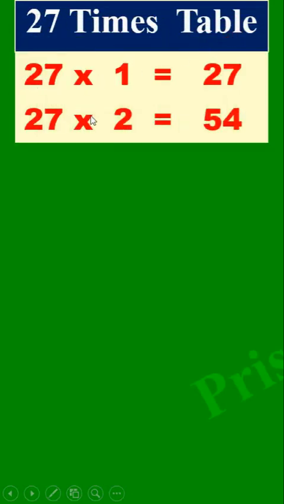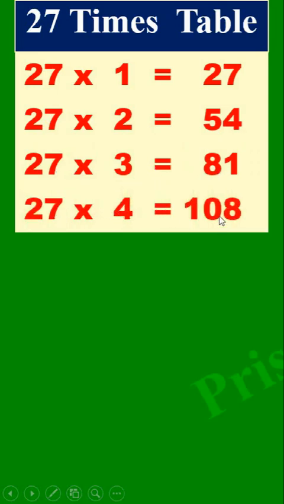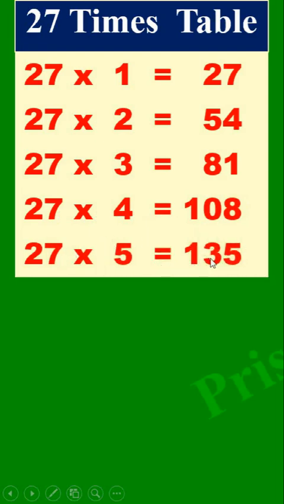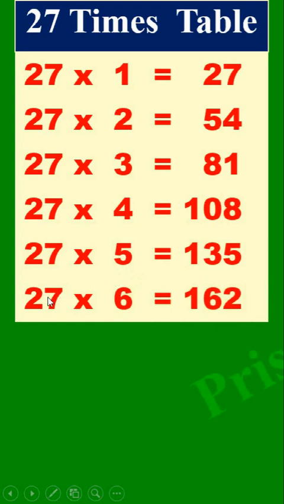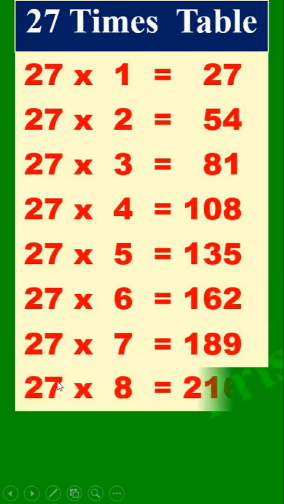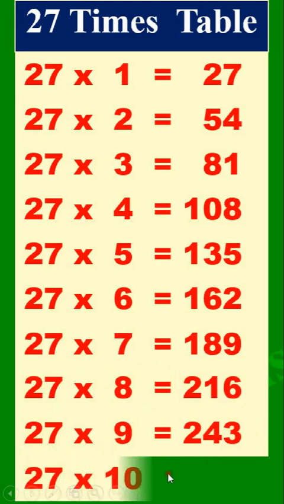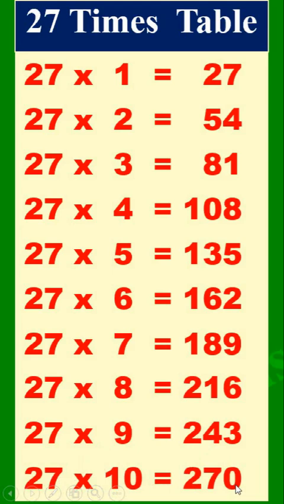27 times table. 27 times 1 is equal to 27. 27 times 2 is equal to 54. 27 times 3 is equal to 81. 27 times 4 is equal to 108. 27 times 5 is equal to 135. 27 times 6 is equal to 162. 27 times 7 is equal to 189. 27 times 8 is equal to 216. 27 times 9 is equal to 243. 27 times 10 is equal to 270.